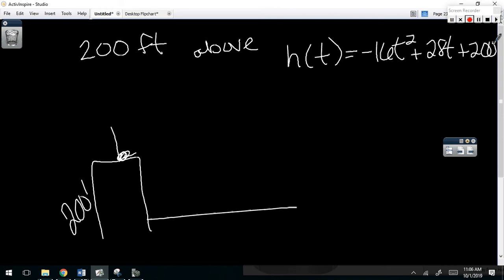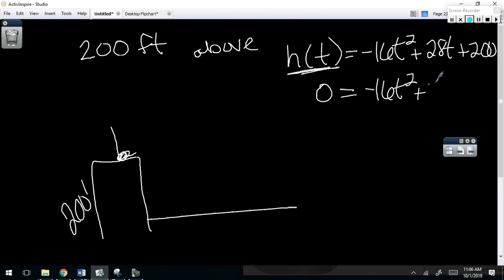All right, let me read the question in its entirety to you so you understand, because this is what it'll look like. A golfer hits a ball from an elevated tee box 200 feet above the fairway. The ball's height above the fairway is modeled by h of t equals -16t squared plus 28t plus 200, where t is the time in seconds after it is hit. How long will it take the ball to reach the fairway? You're solving. When is the height, h is height by the way, they did not define that, when is this 0?